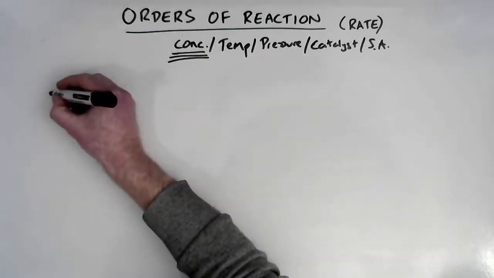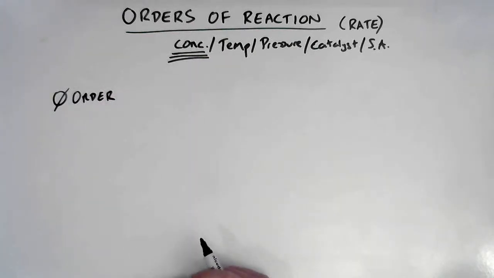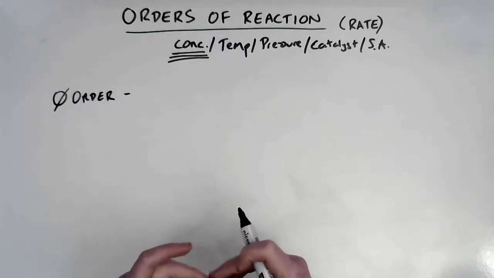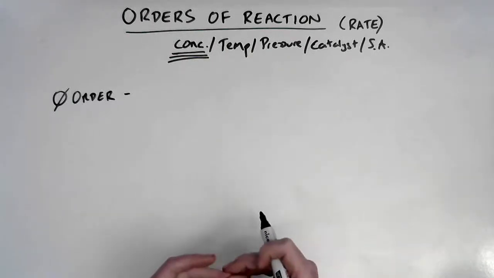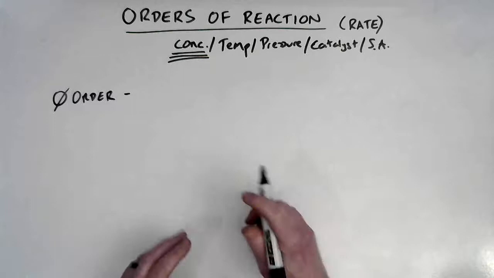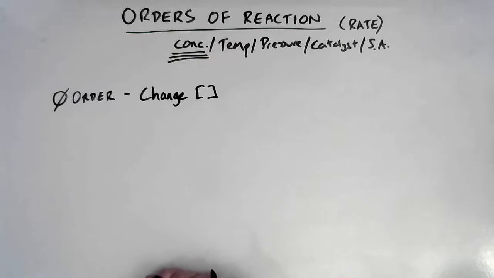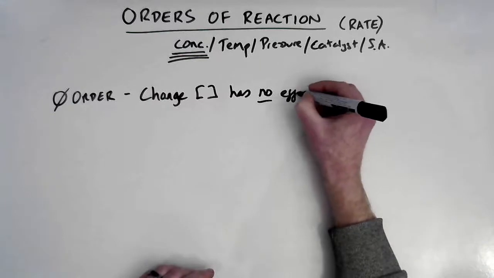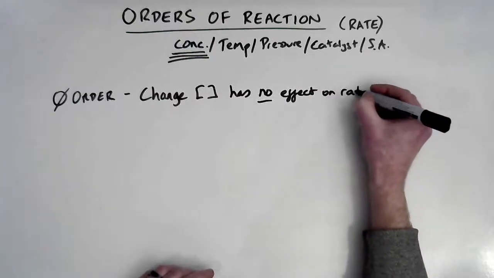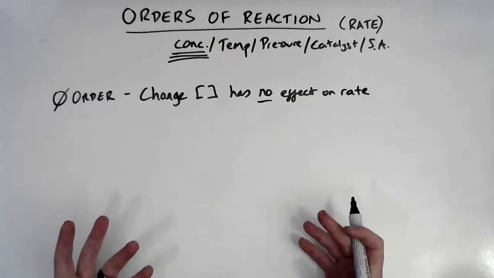The first one is zero order. You think we start with one, but no, we start with zero. What that says is that if a reaction is zero order with respect to a particular reactant, then it has no effect on the rate of reaction. So you can change the concentration, square brackets representing concentration, and it has no effect on rate. You can change the concentration of a reactant as much as you want and it doesn't have an effect.